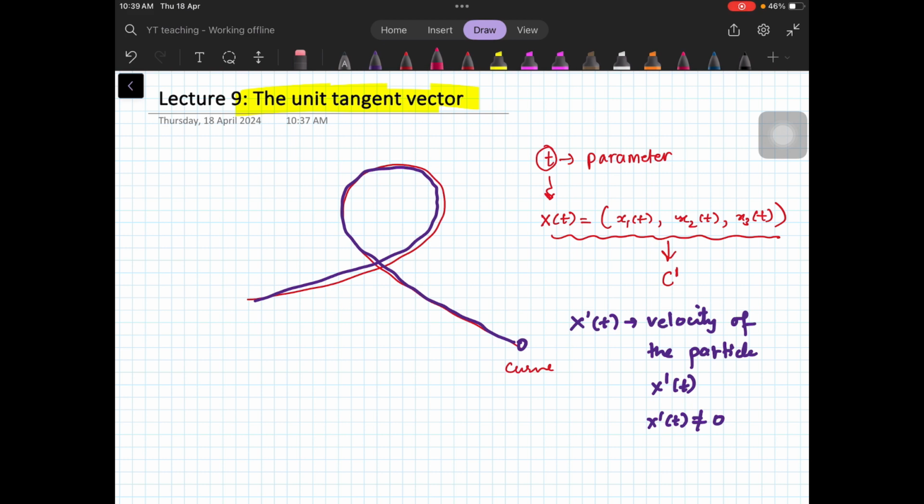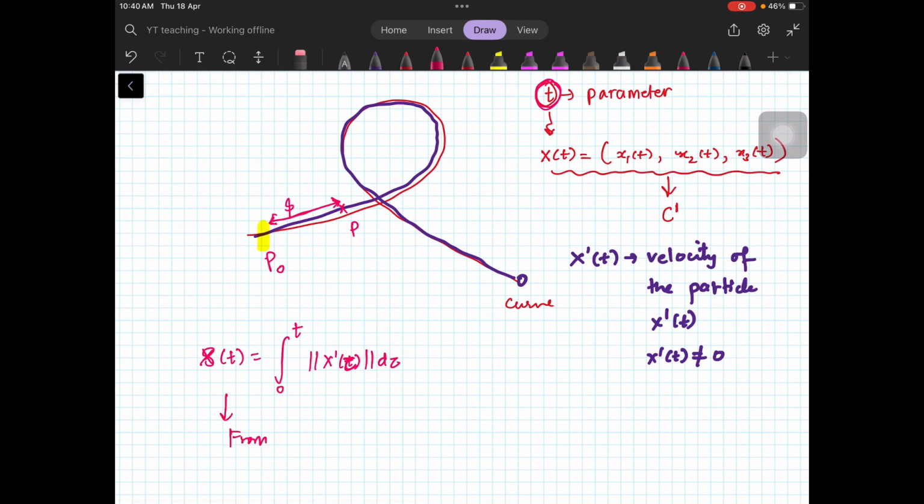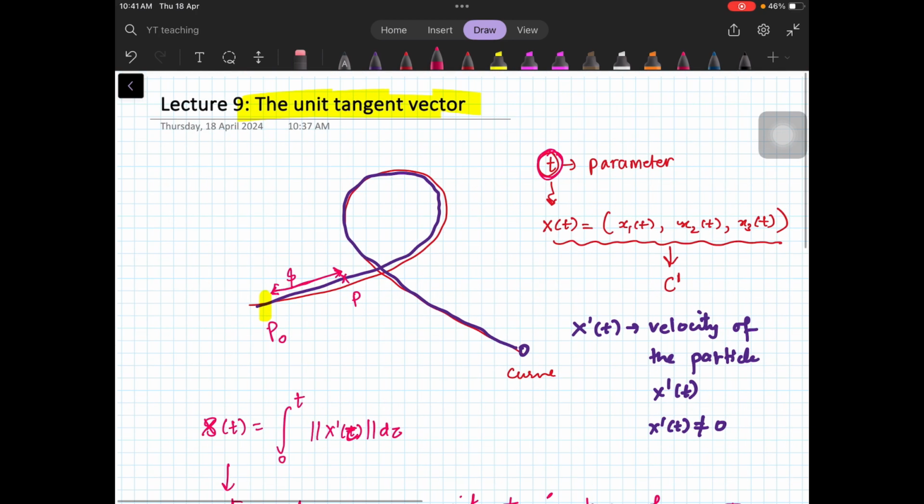So this is a curve, and in the last video we said, what if we fix a point, say p naught, and then for any point p, this was the distance s. And we wanted to parameterize in terms of s, not in terms of t. So we want to parameterize in terms of s. Then we saw that s of t was the integral from 0 to t of the modulus of the velocity vector, x prime tau, d tau. From here we can write t in terms of s and then replace our parameter. So this was a recap of what we have done in the last videos.